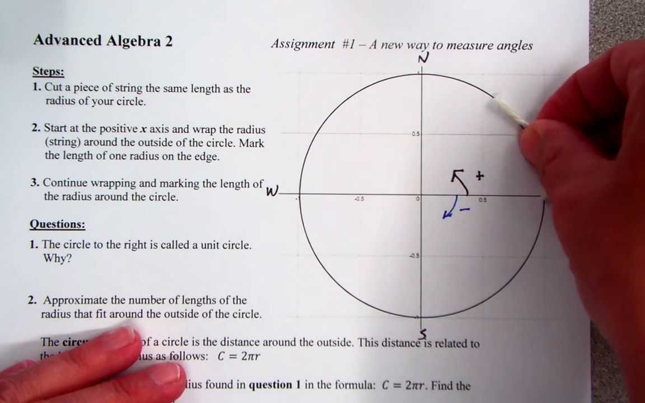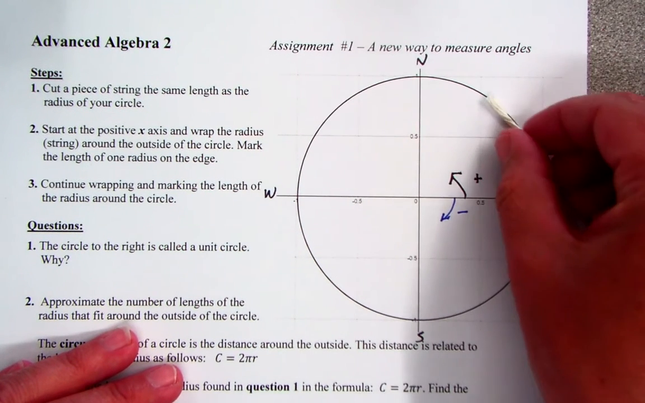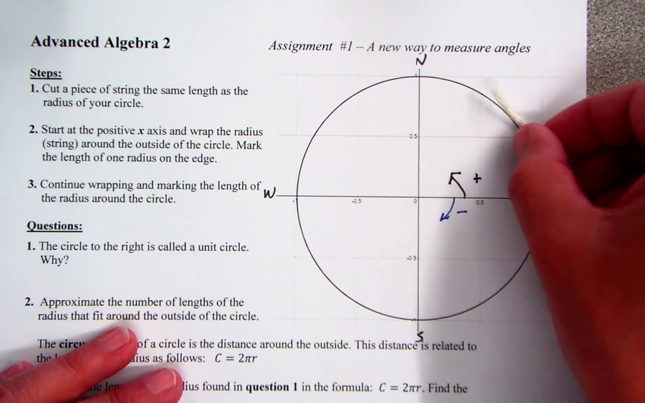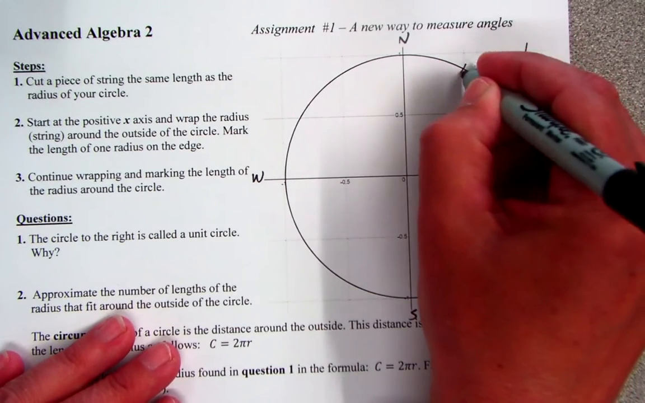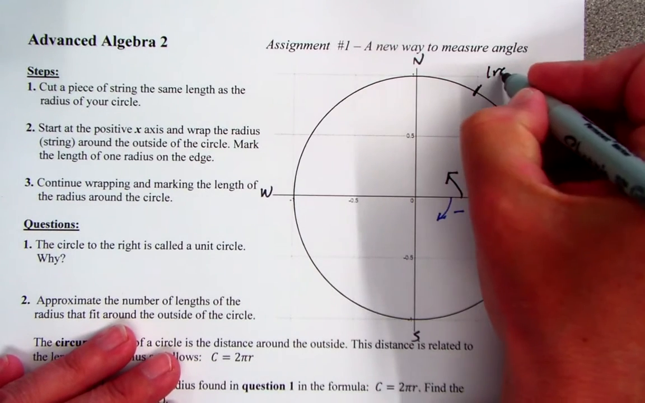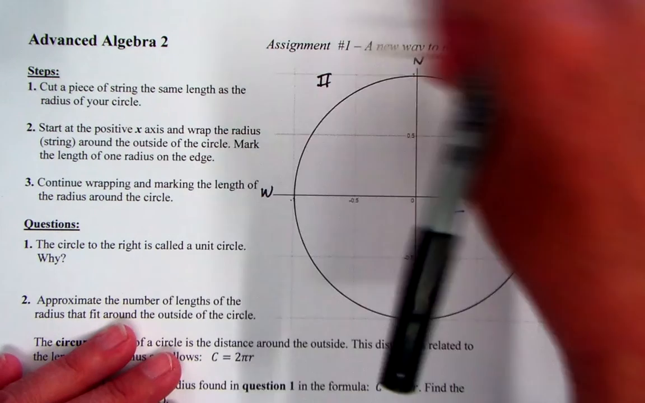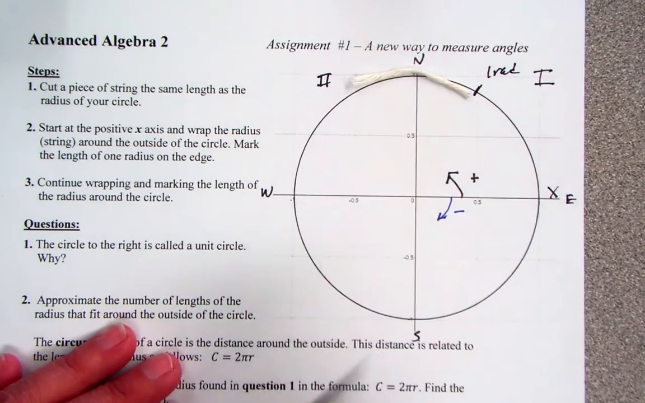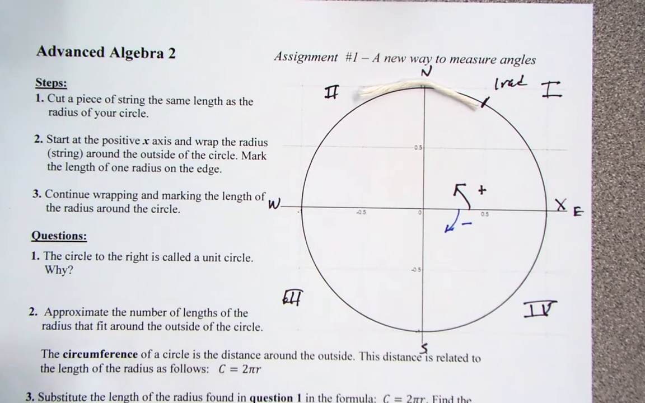And if I estimate this, I can see that it is in quadrant one. So we're also going to label these quadrants, and they are labeled in the same direction that the sun rises and sets. So this lands in quadrant one. It looks like it's about right here, so I'm going to label it one radian, and this is quadrant one. You're going to move to quadrant two, so you're going to lay the radius and mark two, and you're going to continue down through quadrant three and four. Now, you're going to stop at the last complete radius. You need a complete radius. Leave the leftover; you're going to estimate that.